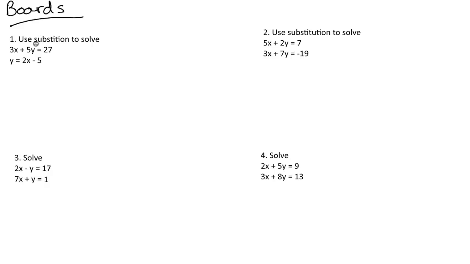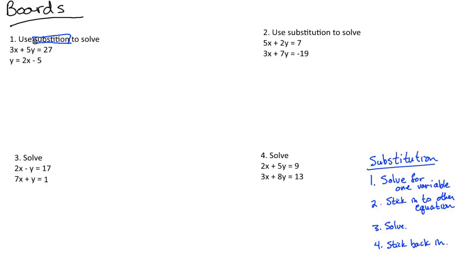Here, number 1, it says use substitution. So it is requiring us to use one of those processes, which is substitution. Well, luckily, we already have y by itself. So we're going to take 2x minus 5 and stick it in for the y. So we now have 3x plus 5 times y, which is 2x minus 5, equals 27. Now look at what just happened. We now have an equation that only has one variable. We know how to do that. It falls apart before our very eyes.